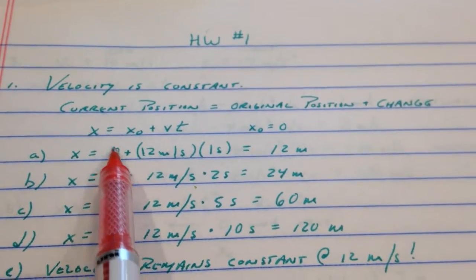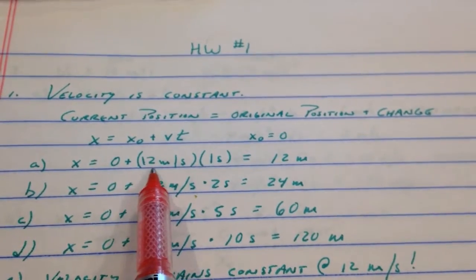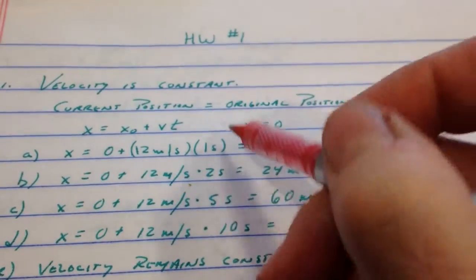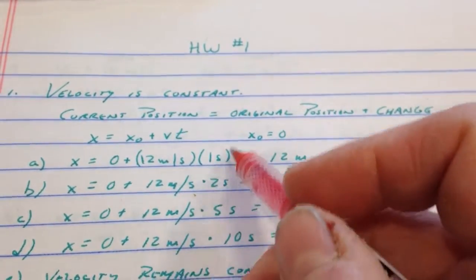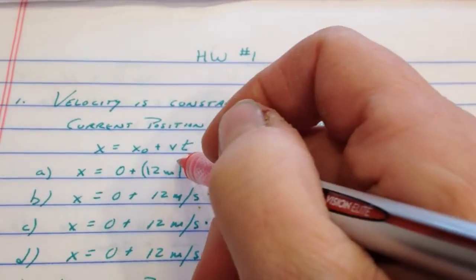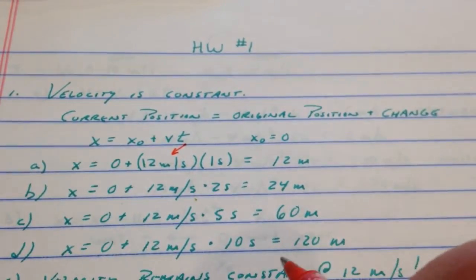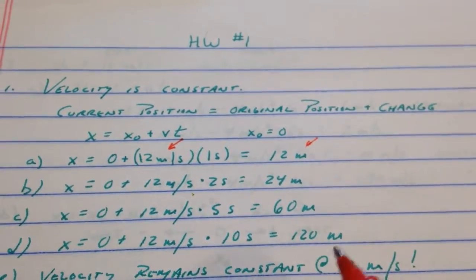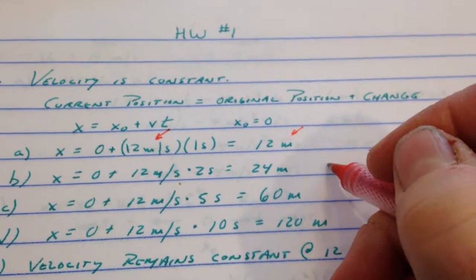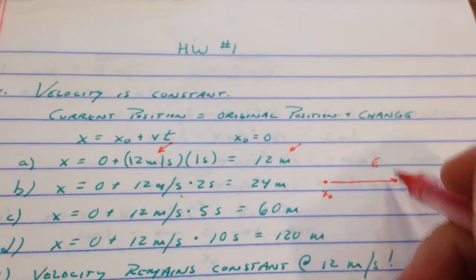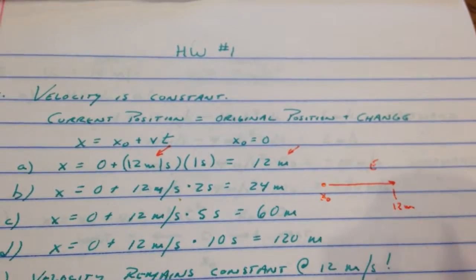So position is equal to original position, which is 0, plus velocity times the time elapsed for 12 meters. Note that seconds in the numerator above the line and seconds below the line in the denominator cancel out, leaving us with the unit meters, which is the correct and expected unit for a position. This is 12 meters, of course, from the starting position. That would look something like this. Starting position, direction is eastward, and that would be 12 meters.